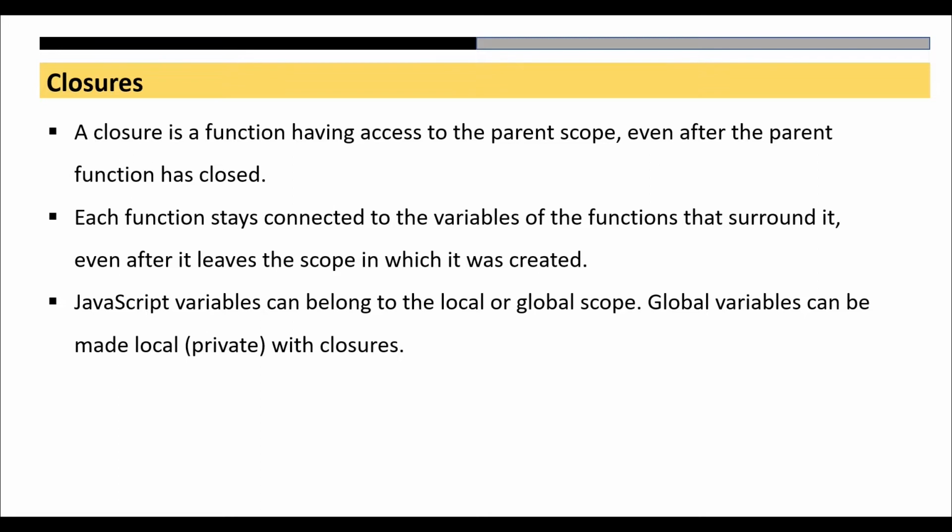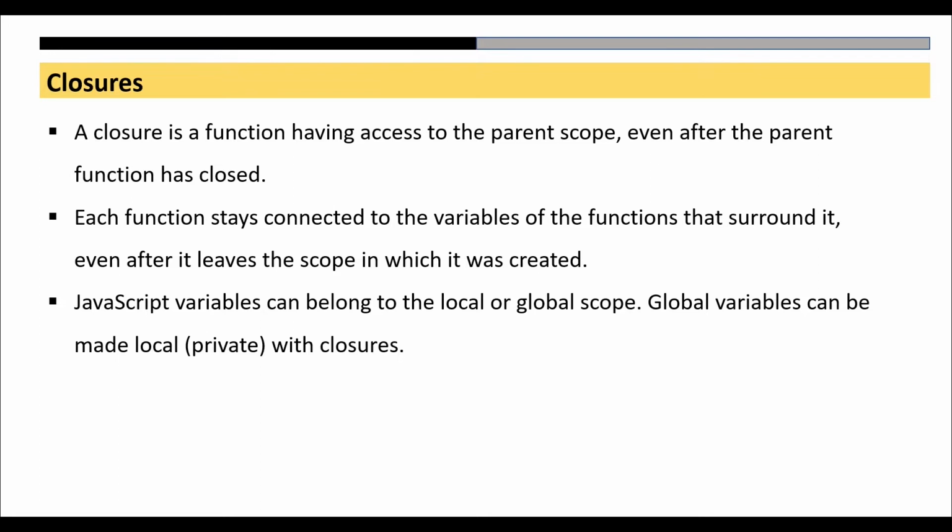So that inner function which is returned is able to access the parent scope variables outside the function. We are able to do all of it because of closures. Each function stays connected to the variables of the function that surrounds it, even after it leaves the scope in which it was created. We know that JavaScript variables can belong to the local scope or global scope. And here, through closures, we can make global variables local. Local means private. So with the concept of closures, we are able to make our global variables local.